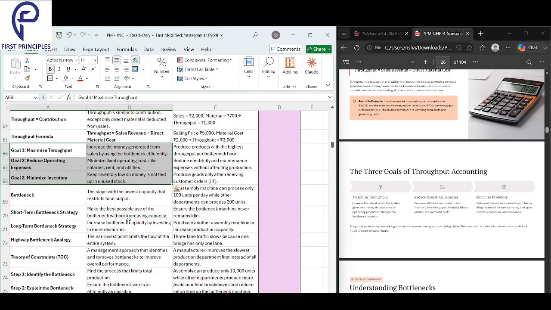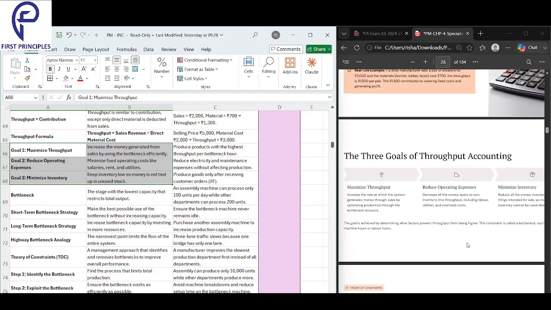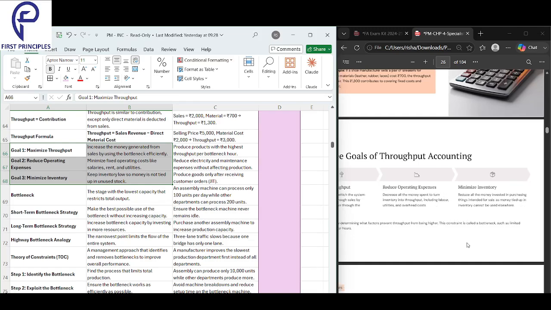Okay, so let's go through the three goals here quickly, Monisha. What are the three goals for throughput accounting? What is throughput? Sales revenue minus direct material cost. Okay, so maximize the throughput. Next. Utilities.